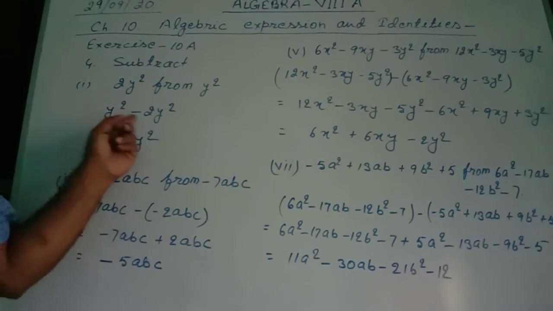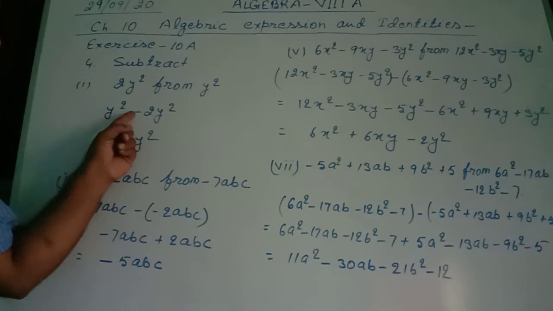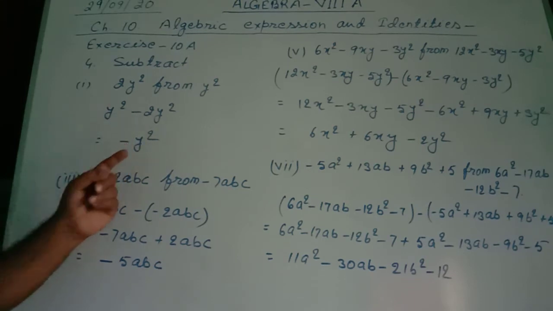Now we will compare these two. Which one is greater? Y square is greater or 2y square is greater? So we decided 2y square is greater. Since it has minus sign, this minus sign will come here.